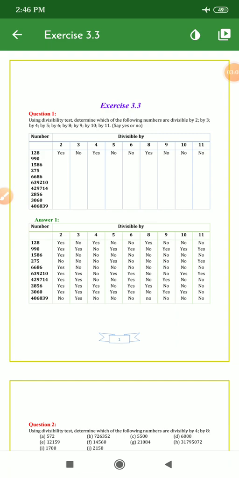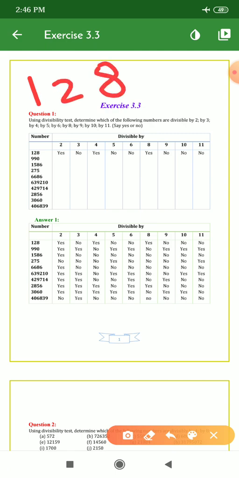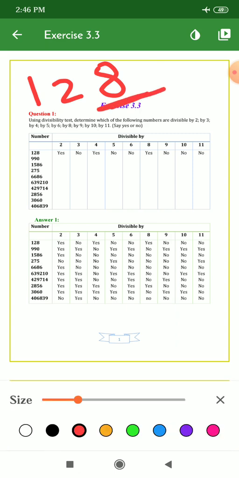As I have already told you, to find whether a number is divisible by 2, you have to check the unit place. As you can see, for the first question you have 128. For finding whether it is divisible by 2 or not, you have to check that the last digit should be an even number. Yes or no? Yes, it is an even number, 8. If it is 0, 2, 4, 6, 8, it means it is divisible by 2. So we can say this is divisible by 2. We have written yes.